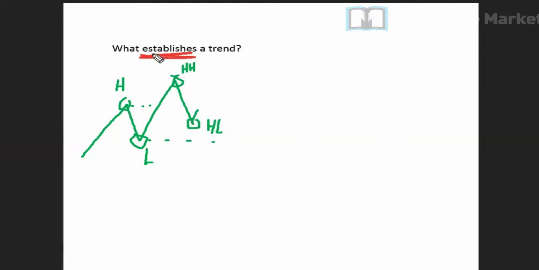So what establishes this trend? Which way does the market need to go to continue to establish this trend? The market would then need to take out this higher high, and that would establish a top which is higher than the previous top, establishing this uptrend.